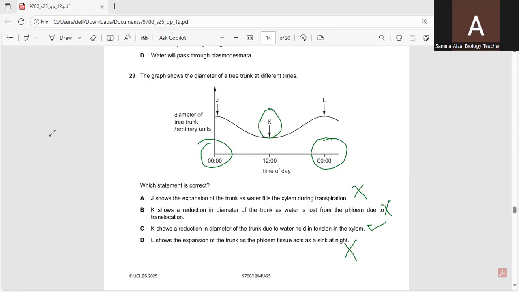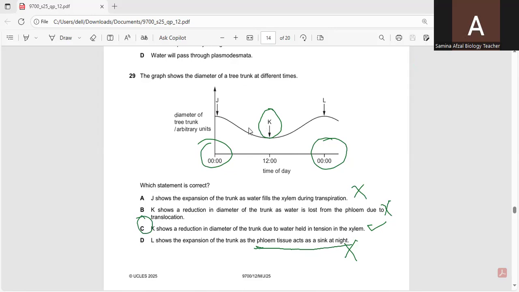So xylem is in phloem, it is not the sink. It helps in translocation, it does not act as a sink. So C is the correct option, and L shows the expansion due to the transpiration.